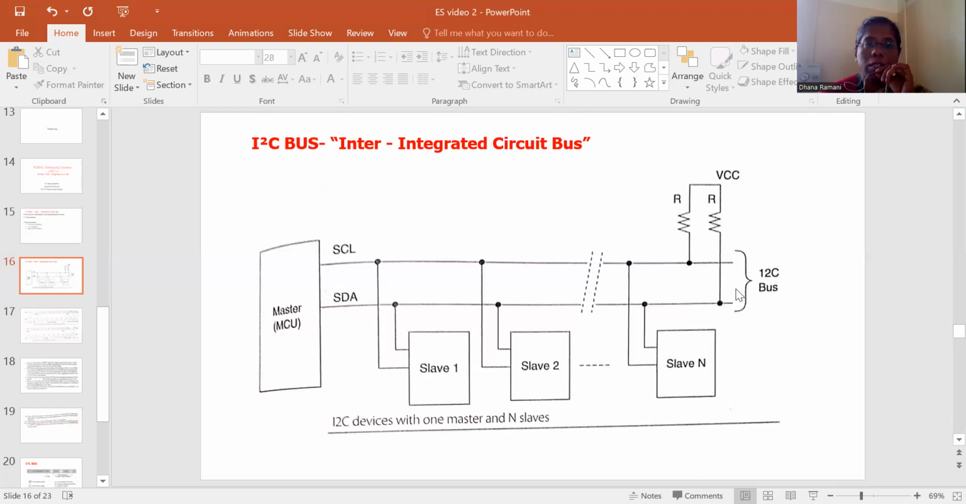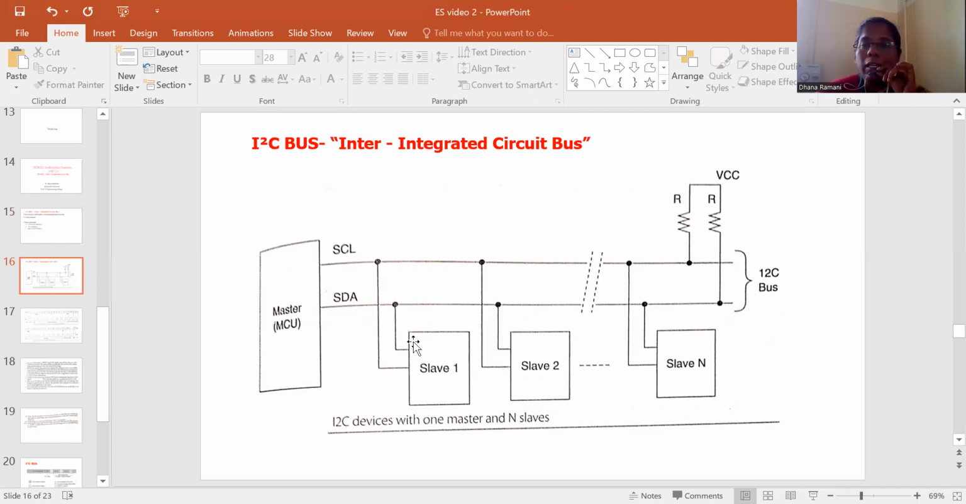Right. So this is the connection we can see for the I2C bus. Here we have a master, and these are the two lines, the serial clock wire and the serial data wire. In the serial clock wire, clock signals will be sent, and in the serial data wire, data and address will be sent. These are the two wires which form your I2C bus. And these are the pull-up resistors. You can see that VCC is connected through the pull-up resistors.